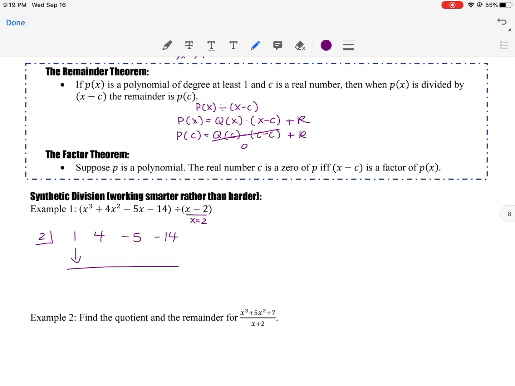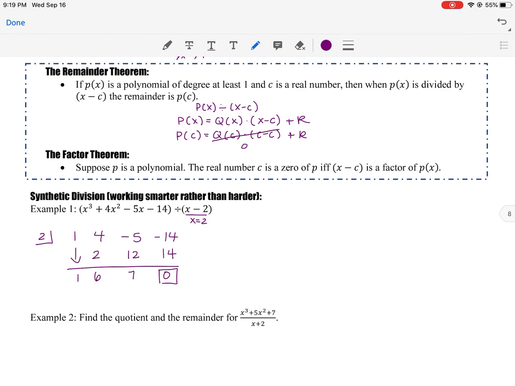Okay, so now you bring down that first number, you bring down the 1, and you do 1 times 2, the number on the left. So you get 2, and you add these. So 4 plus 2 is 6. Do the same thing. 6 times the 2 over there on the left is 12. You add the column. Negative 5 plus 12 is 7. 7 times 2 is 14, and then you get 0. So notice my remainder is 0. That does mean it's a factor.